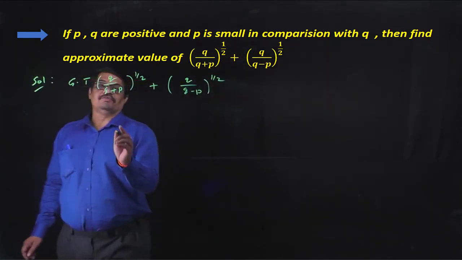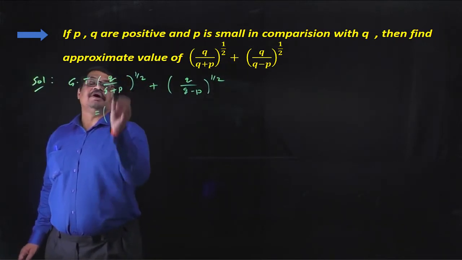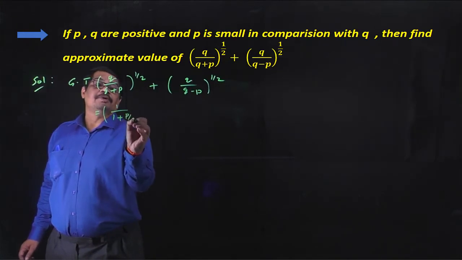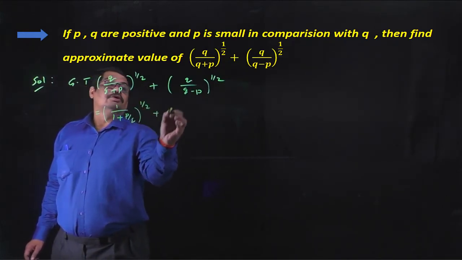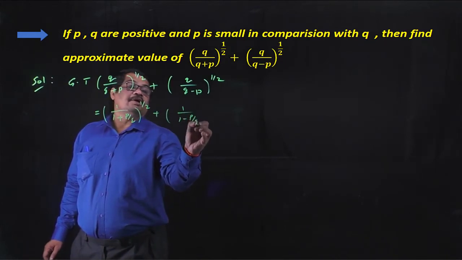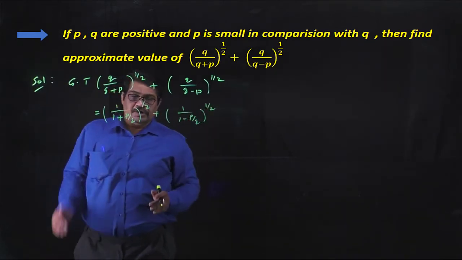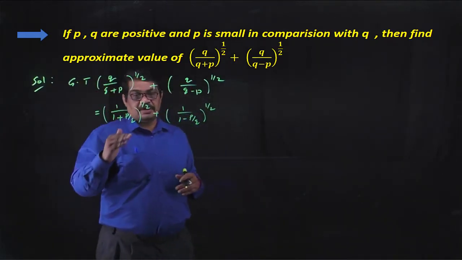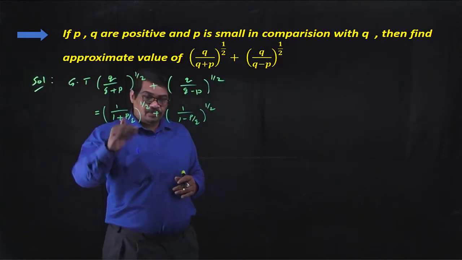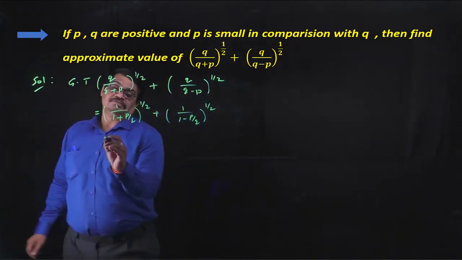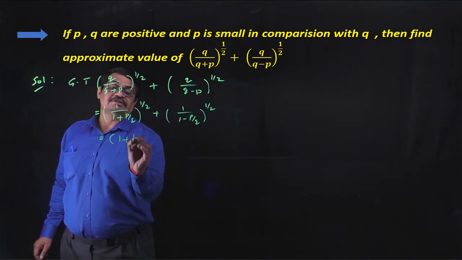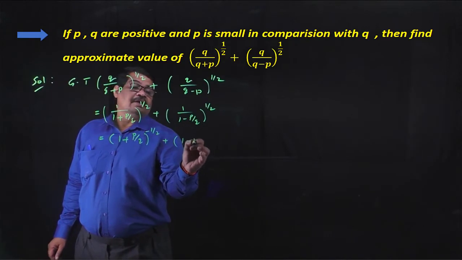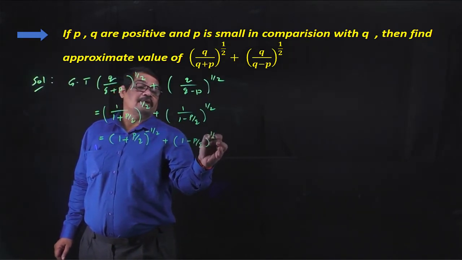Now we are simplifying this one, that is we are dividing numerator and denominator by q, that is 1 by (1 plus p by q) whole power 1 by 2 plus 1 by (1 minus p by q) whole power 1 by 2. Here p, q are positive integers and p is very small compared with q. So here p by q is very small. Now this can be written as (1 plus p by q) whole power minus 1 by 2, and (1 minus p by q) whole power minus 1 by 2.